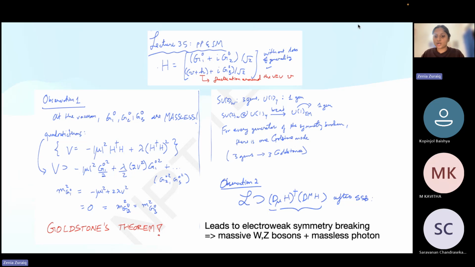Okay, so basically this whole mechanism is what leads to electroweak symmetry breaking. Remember, in the beginning, electromagnetism and the weak force were combined together in SU(2) cross U(1). After symmetry breaking, you're left with only U(1), and that leads to the W and Z bosons getting mass and the photon being massless. So we'll see exactly about this next week.